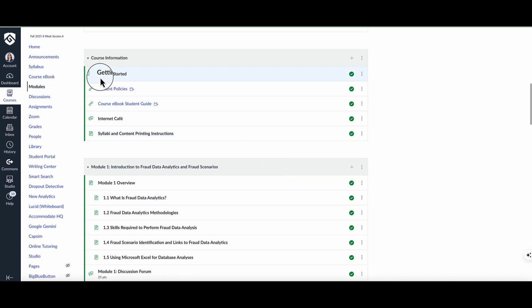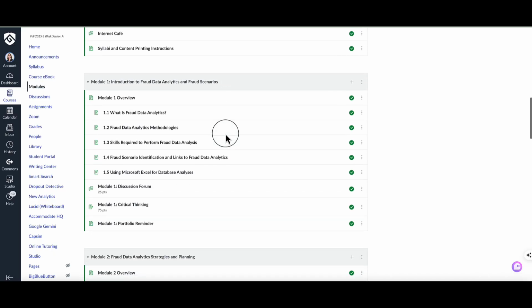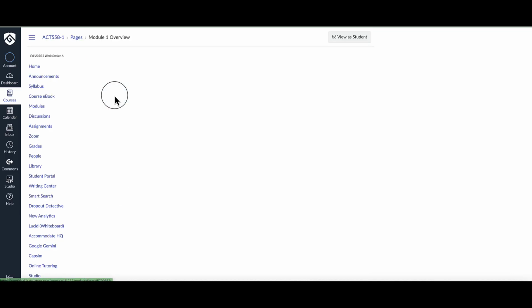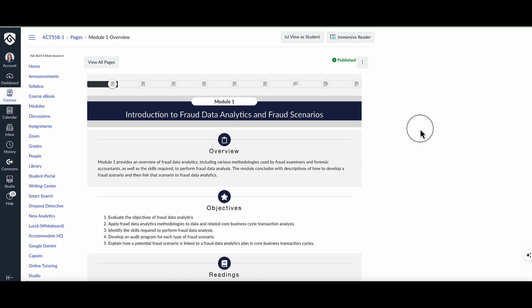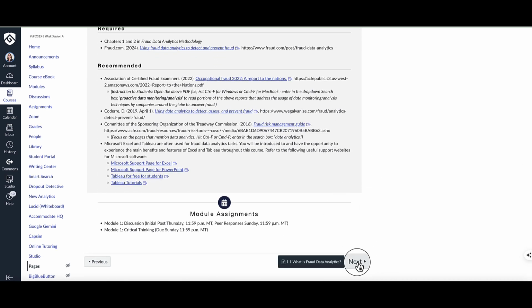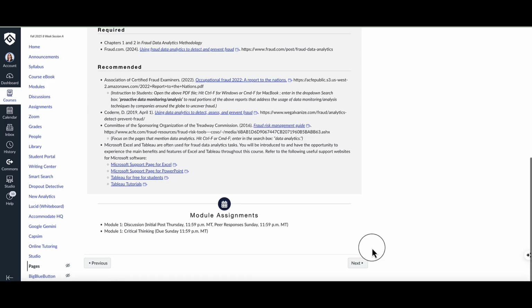So hopefully you will look at the Get Started and the student policies, the course ebook, and the syllabus and content printing instructions. Then we get started with our first module, which is Introduction to Fraud Data Analytics and Fraud Scenarios. If you click on the Module 1 overview, you'll see it gives you an overview of the module and what the recommended readings are and what you can expect in the module.